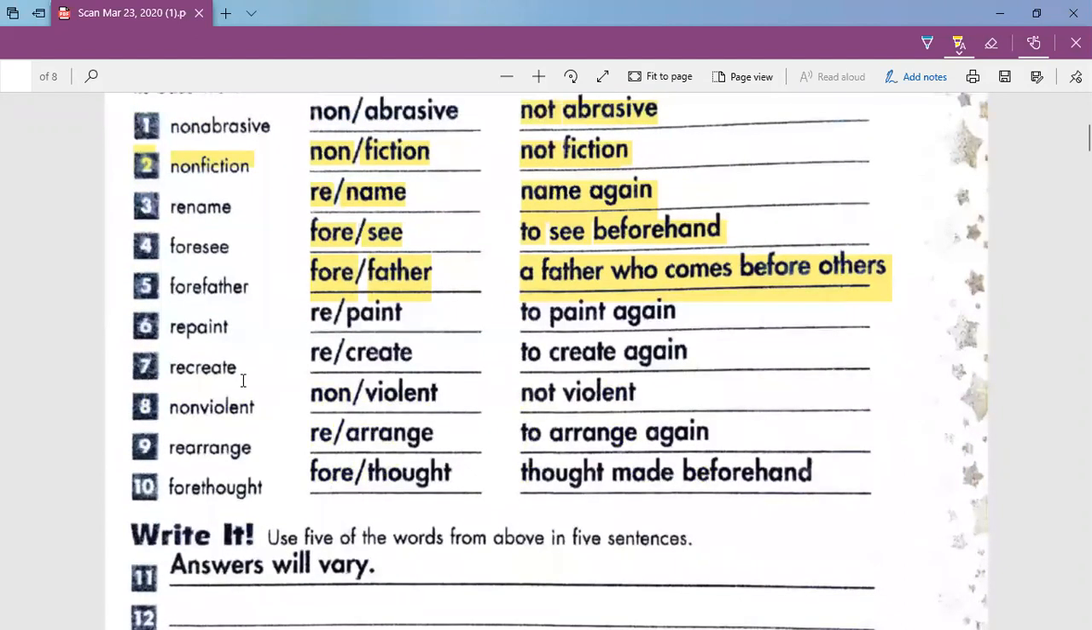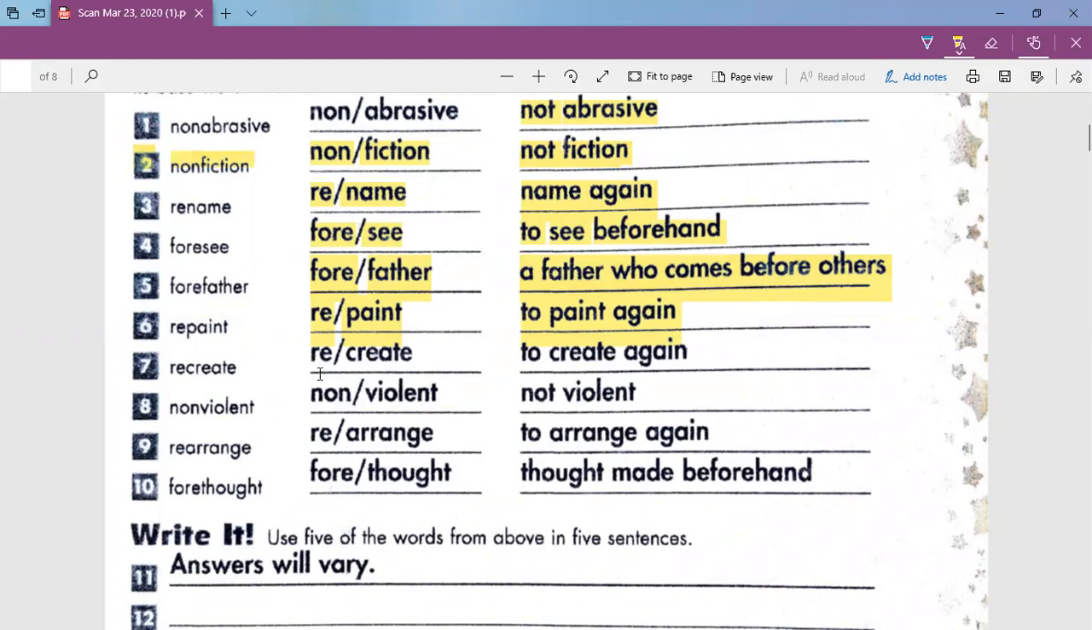Okay. The next word is repaint. So we have re as a prefix, I'm sorry, we have paint as a base word. And that means to paint again. All right. Then we have recreate.